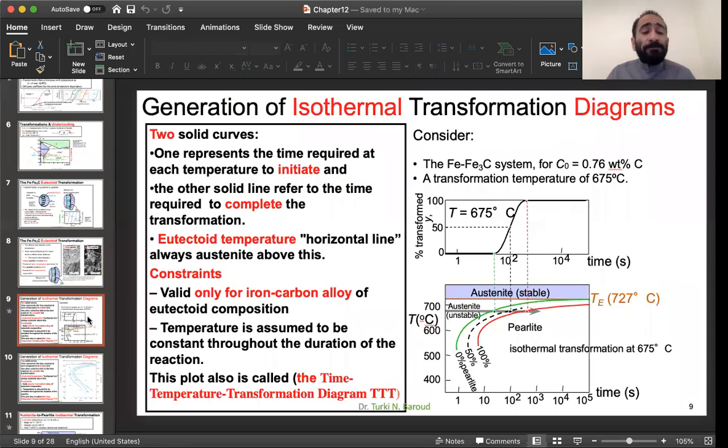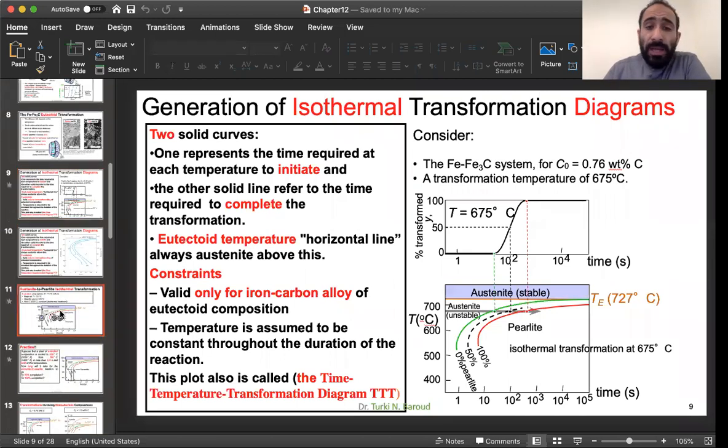Then we said that for each temperature we can plot this S shape, and then we can transform this S shape into three points: start, middle, end, meaning the start of the transformation, the middle of the transformation, and the end of the transformation. That helps us draw three curves telling us how much time we need at each temperature to transform the austenite into the final product. And we call this diagram the TTT diagram.